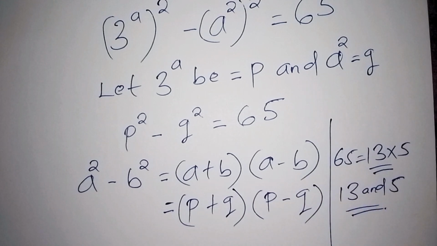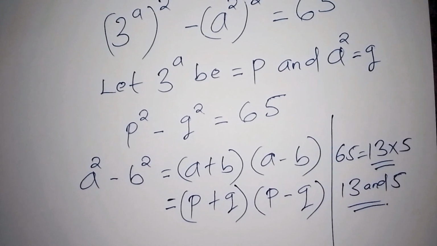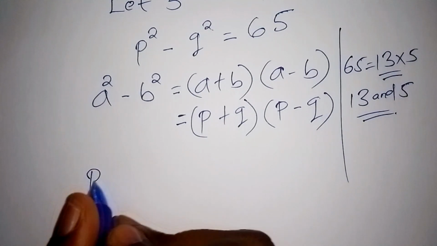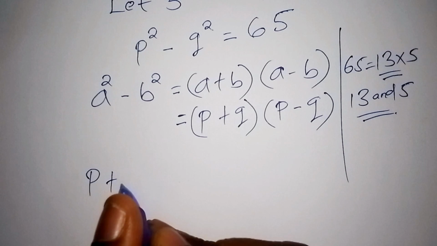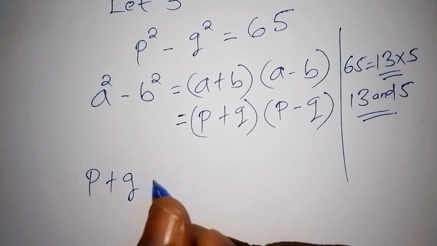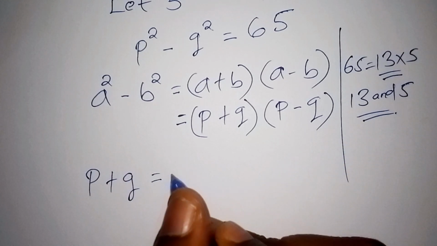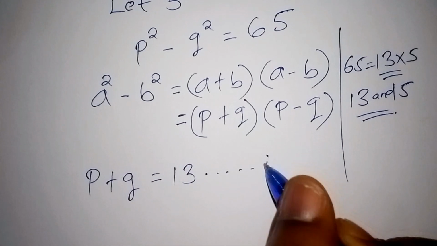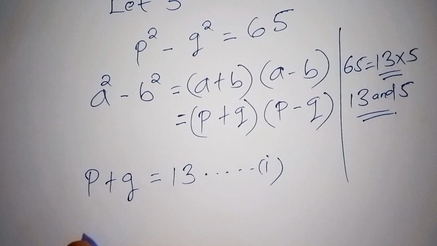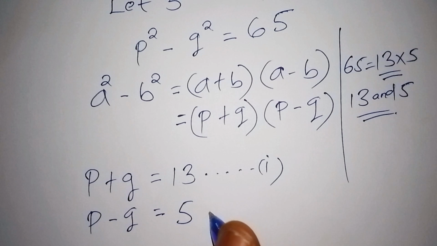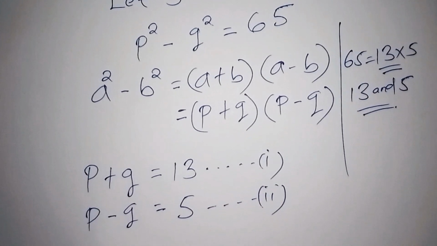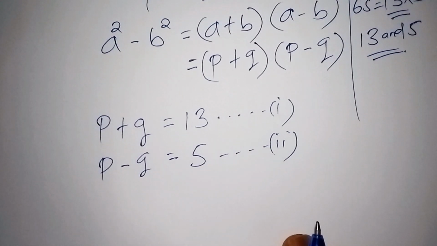So considering all this, let's start with p plus q. So p plus q should be equal to, let's give it 13. This one now shall form our equation 1. Then also p minus q, let's give it 5. So this one now shall form equation 2. So let's work out these equations now.